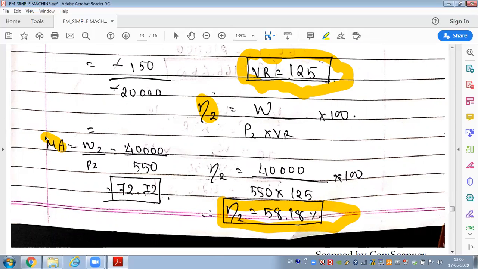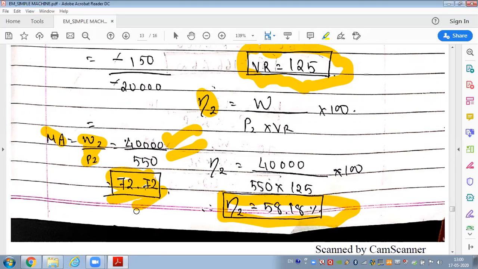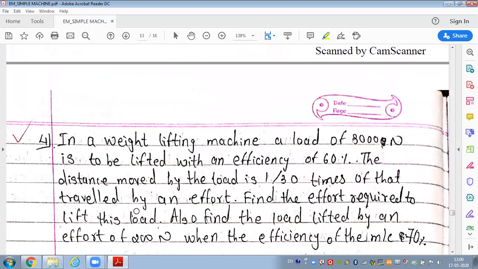What is MA, the mechanical advantage? It is given by W2 by P2. W2 is given, P2 is given. So you can easily calculate the value, 72.72. So this type of simple example is generally asked in the exam. So you can easily calculate it.